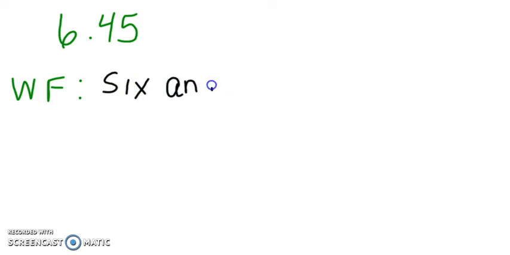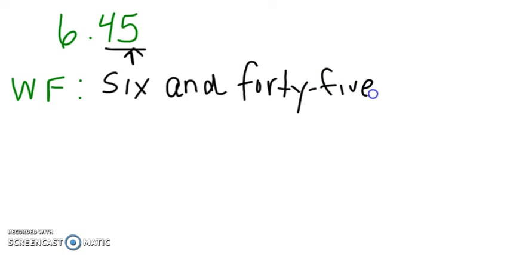and, remember, the only time we use the word and is when we are referring to the decimal point. 6 and anything that comes behind your decimal, you read as one number, and then you name it by the last place. So I read that all together as 45. And the last place that I see is the hundredths place. So I will name that 6 and 45 hundredths.